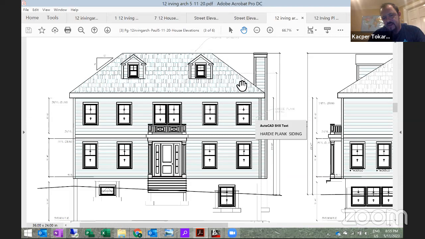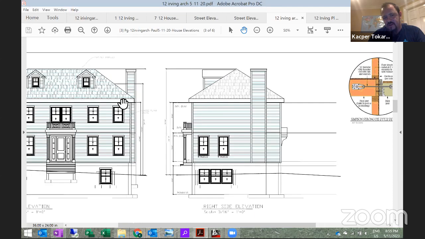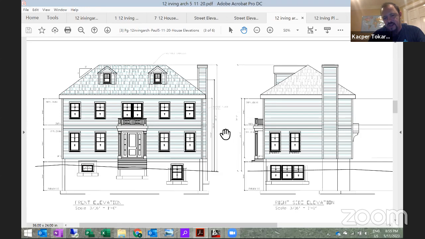Again, the sky exposure plane encroaches on this side, and the chimney is fully in the way of the sky exposure. The side of the house, like I said, the dormer with a peak encroaches, but I don't think that's anybody's concern. If this is allowable, I don't think it's going to raise any issues.